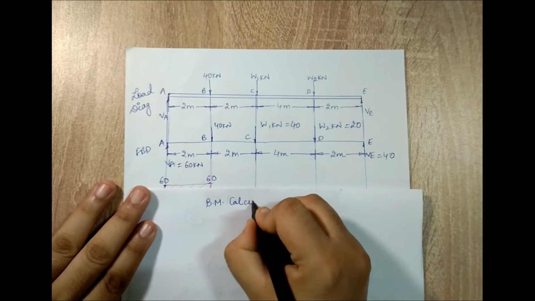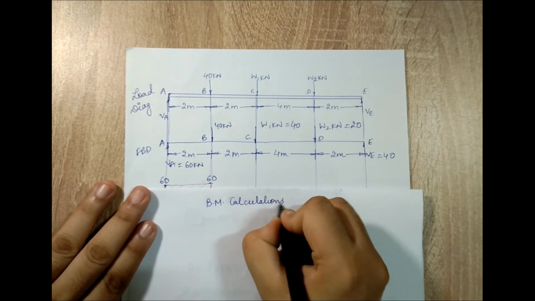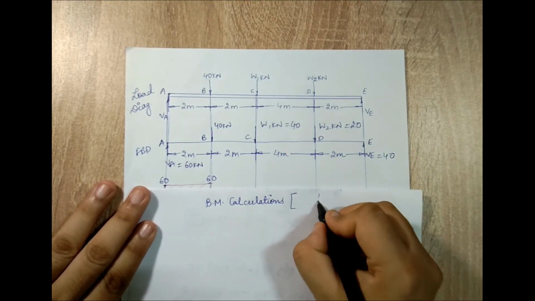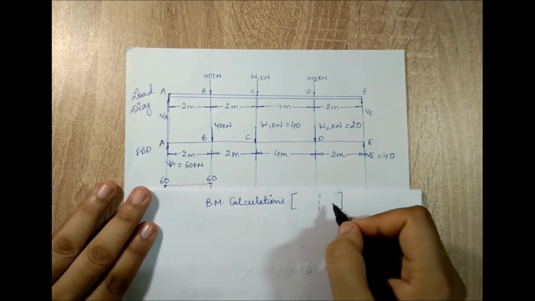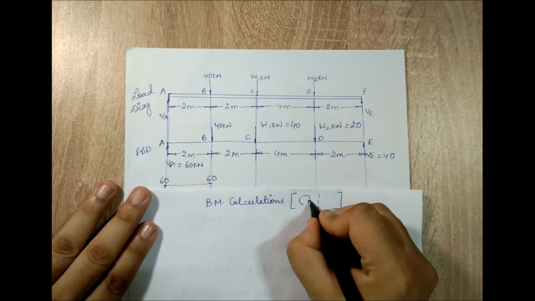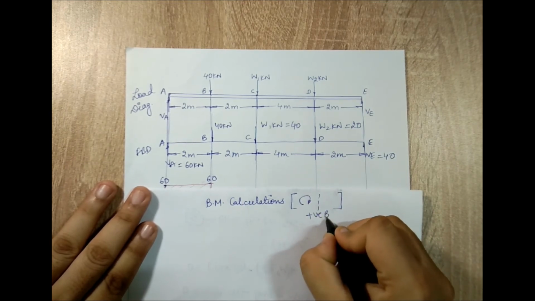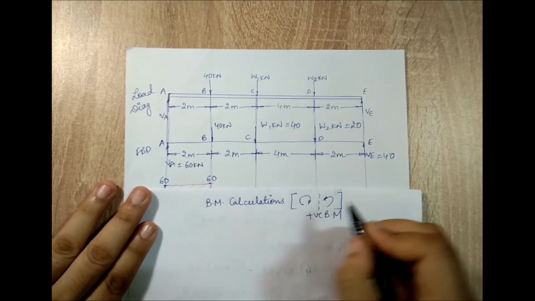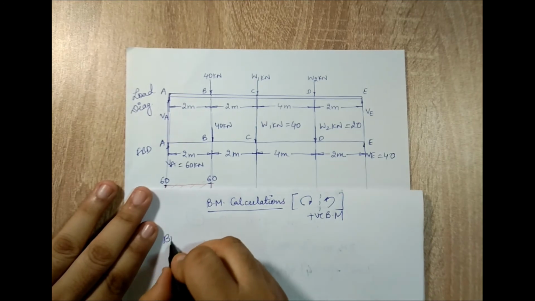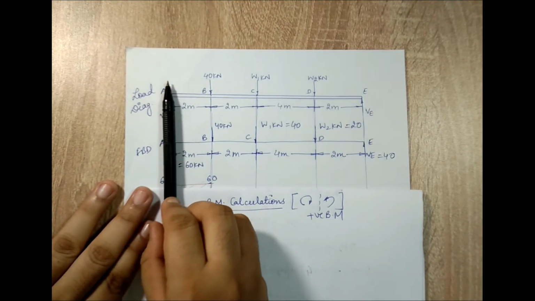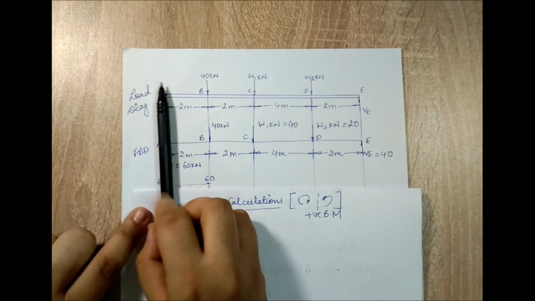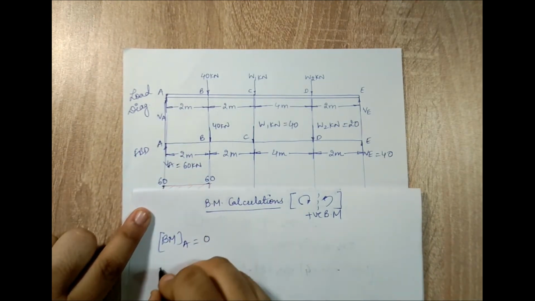Since at no point on the beam I can see a moment, hence I will calculate bending moment only once at every point. Now the sign convention is to the left of section, if I see a clockwise moment, I would say it is positive bending moment. So I'll start with the point A. When I stand at A and I look to the left, there is no moment. So bending moment at A is 0.